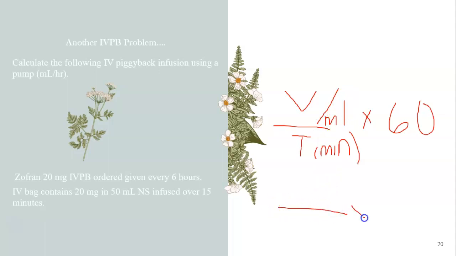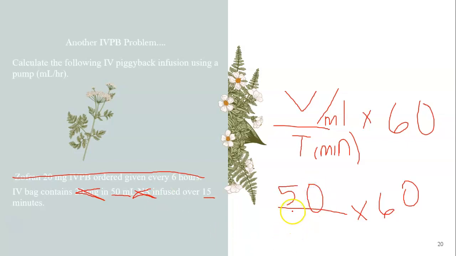So now I go back and look at my problem. What do I care about? Mils and minutes. All I care about. Don't care about that. Don't care about that. Don't care about that. So 50 mils in 15 minutes, and I want to change those 15 minutes into an hour for my mils per hour. So what am I going to run that at?